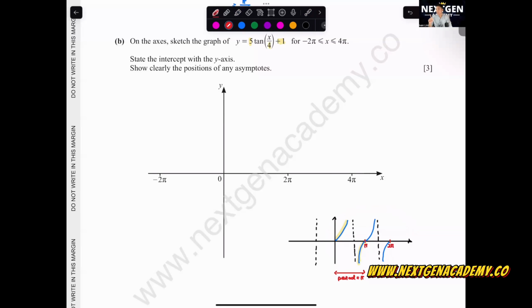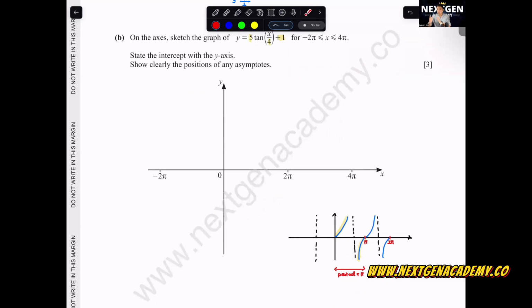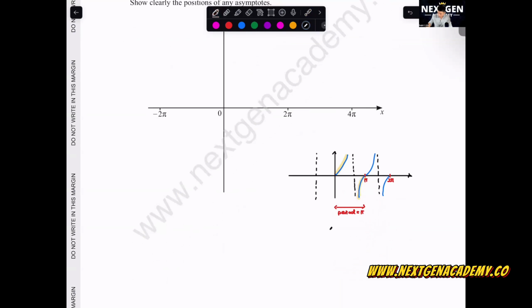So now what happened? We learned that the period right now, according to our calculation on top, becomes 4 pi. 4 pi means you will repeat this shape within 4 pi. Got it? So how will it look? The asymptote, I draw in red color, and like that. This is 1 period, and here will be 4 pi.